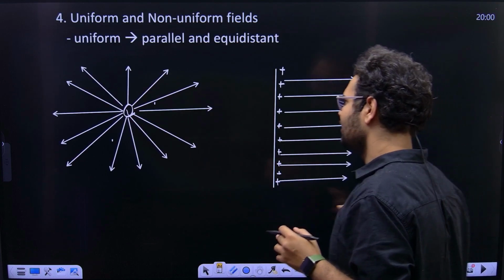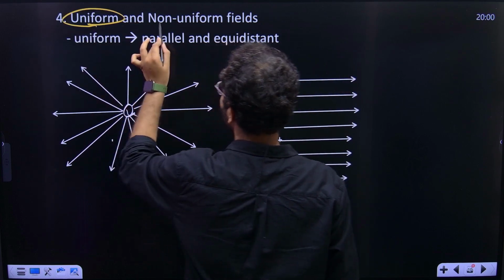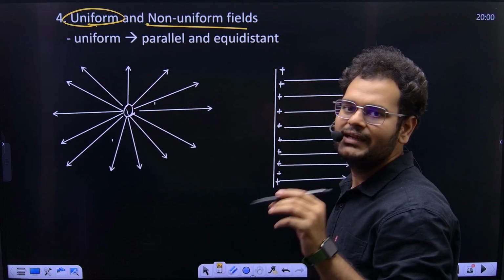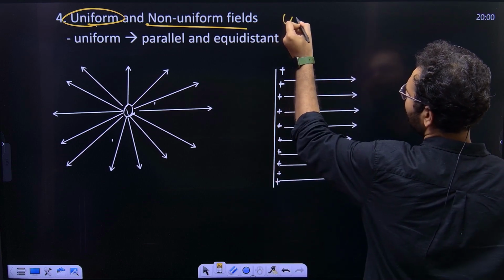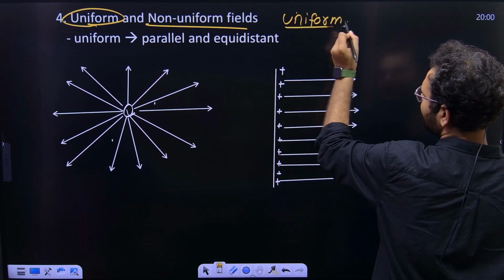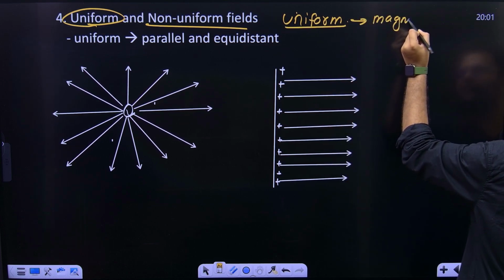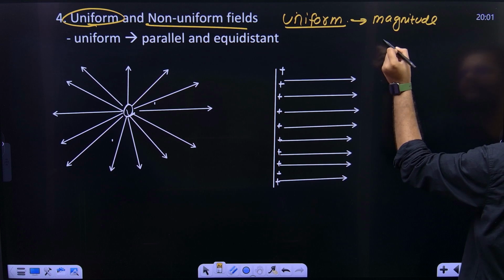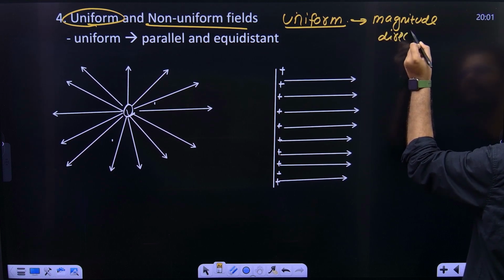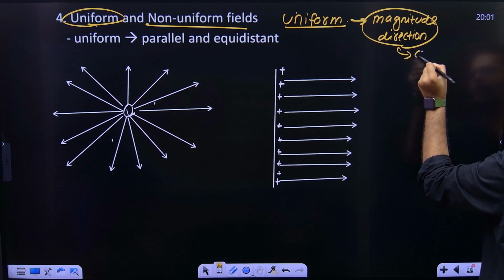Very good. What next? What is called, sir, uniform and non-uniform electric field? Simple. When I say uniform, only two things you have to remember. One, magnitude, and second, direction. These two things must be constant.